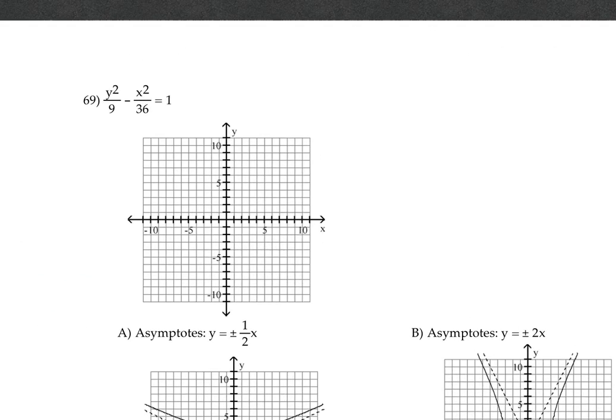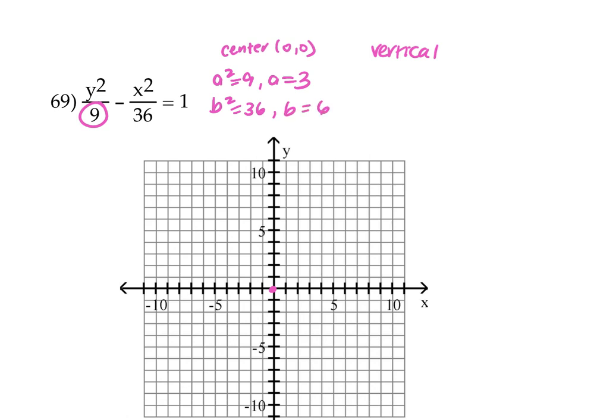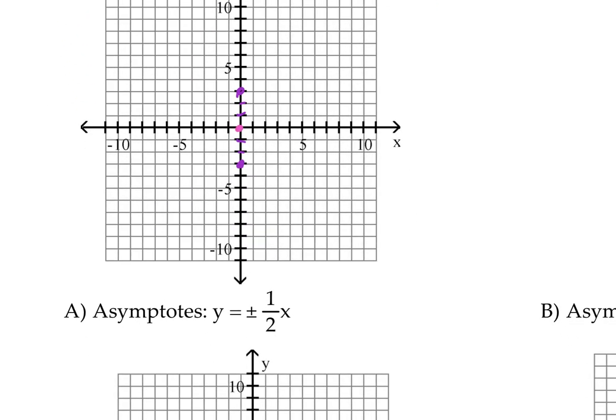Hyperbola. So if this is my equation of my hyperbola, my center is at 0, 0. A squared is what's first. A squared is 9 and A is 3 and it's under the y. So this tells me this is vertical. B squared is 36, so B is 6. So if it's vertical, I'm going up and down the A, which is 3. And I'm going right and left the 6, which is the B.